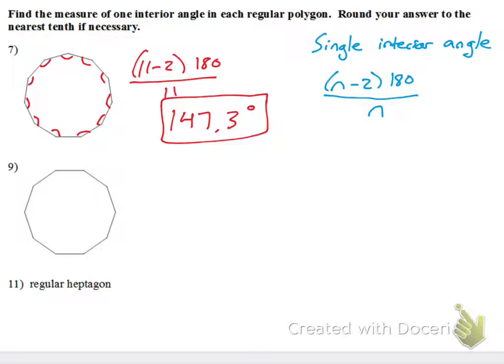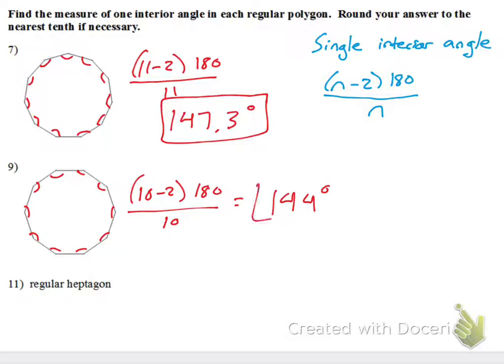All right, for 9, there's 1, 2, 3, 4, 5, 6, 7, 8, 9, 10. So the number of angles, our n, is going to be 10. Minus 2 times 180, and then divide that by 10. So 10 minus 2 is 8. 8 times 180 is 1440. I'm going to divide that by 10, and I get 144. So what that means is one single angle on here, like this angle right here, is 144 degrees. This one is also 144.